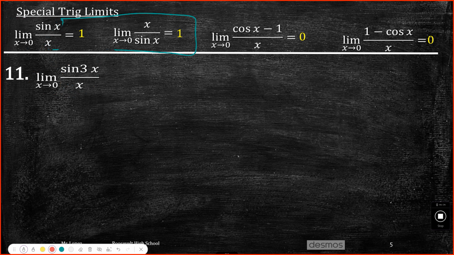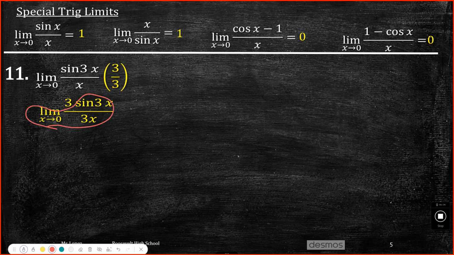So we're just doing tricks here. You need to multiply the top and the bottom by 3 over 3. 3 over 3 is 1, so you're not doing anything to it. Then the bottom becomes 3x, and there's an extra 3 at the top. So this is 1, and then 1 times 3 is 3.